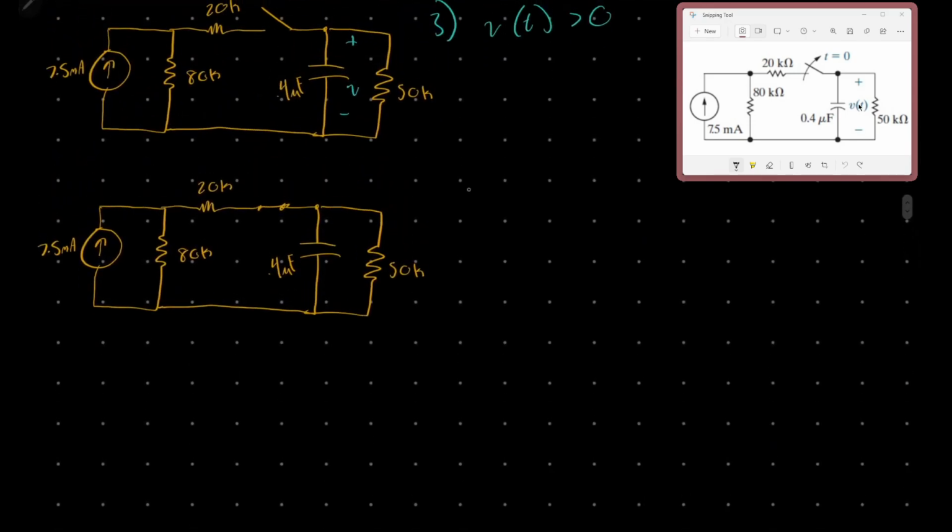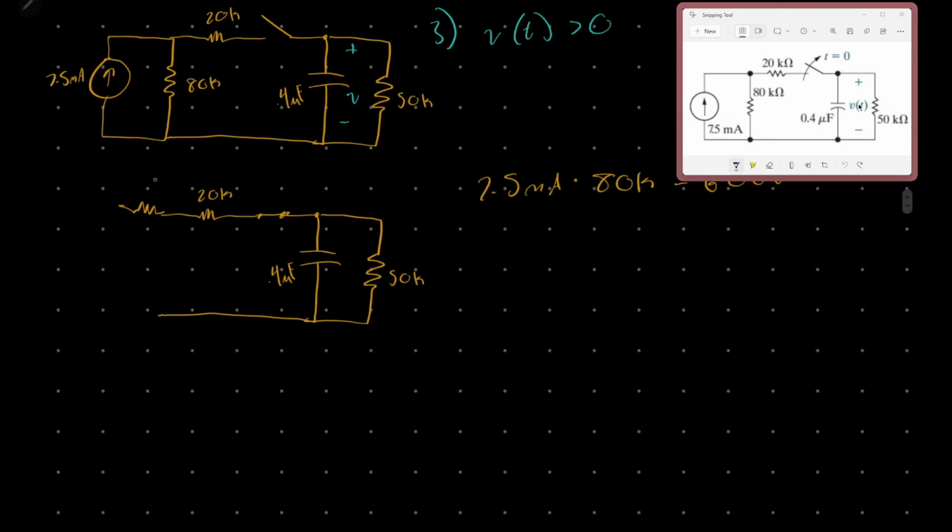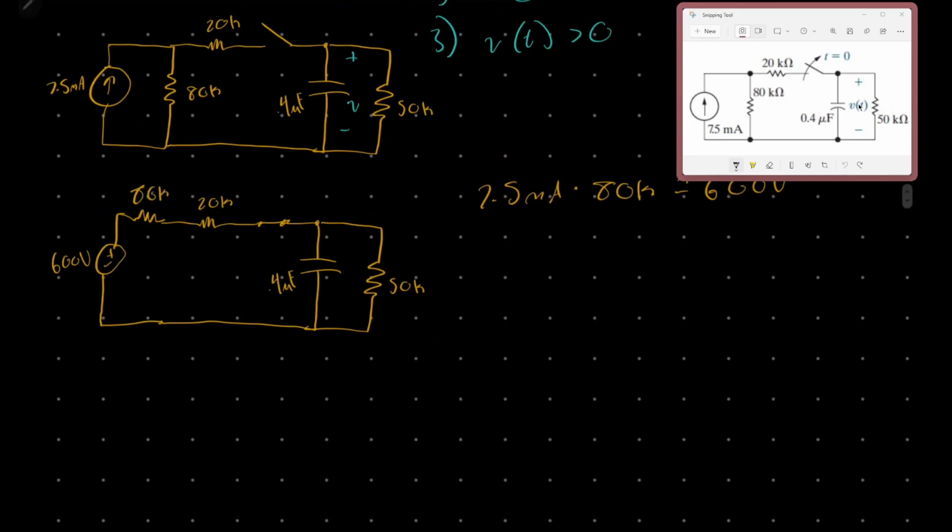And to do that, we can just do 7.5 milliamps times 80K, and that will give us voltage. And just doing that in the calculator, we get 600 volts. So we can just erase this, move the resistor up here in series with the voltage source, and get 600 volts. And then we can also combine these resistors because they're in series. So we can do 80 plus 20 to get 100K.